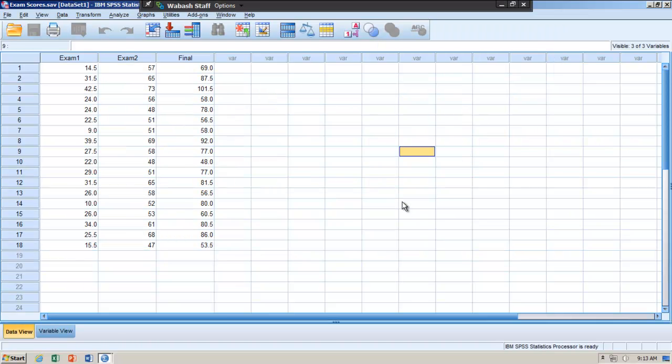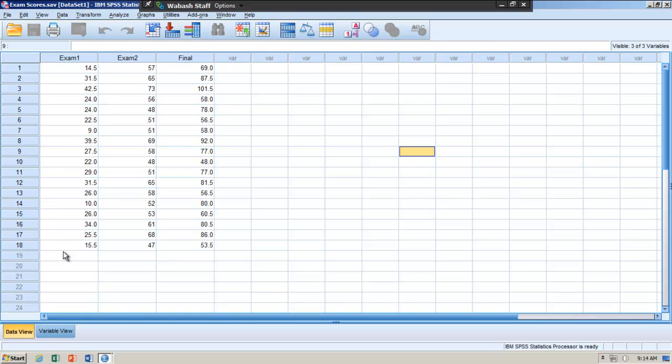To demonstrate how to do the Pearson correlation in SPSS, I'm using the exam scores that we used in class that come from a previous section of Psych 201. These are the same data that we looked at in class.